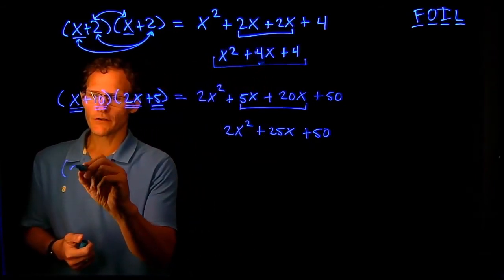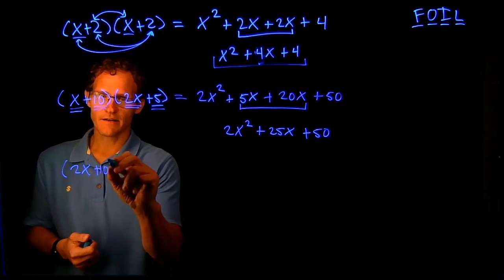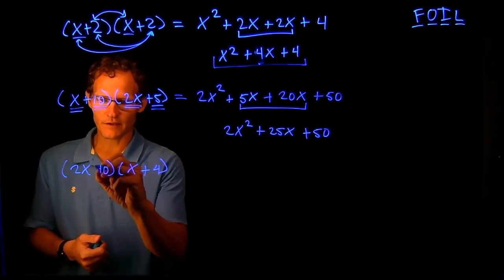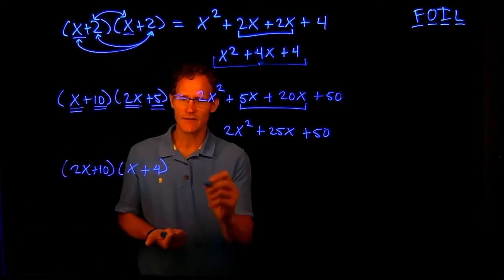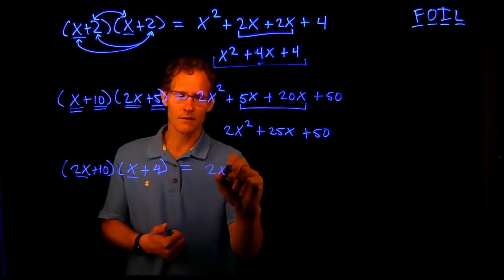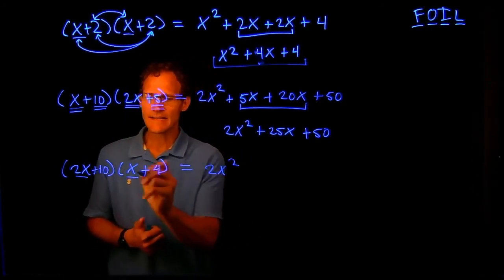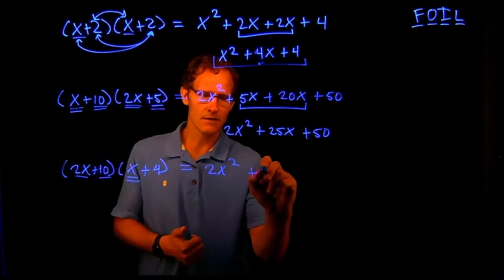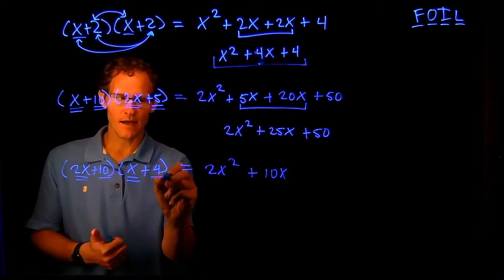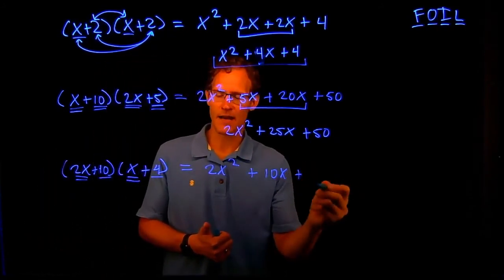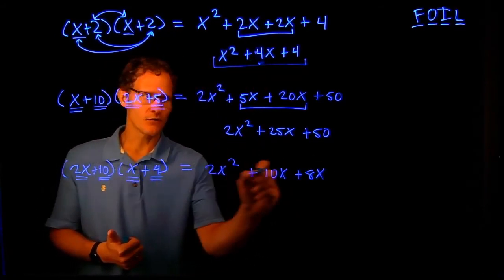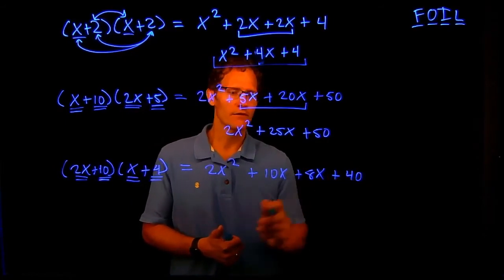Let's go ahead and look at one more. So we'll do 2x plus 10 and x plus 4. Our FOIL, our first, 2x and x, 2x squared. Our insides, 10 and x, so plus 10x. Our outsides, 2x and 4, so 2x times 4 is 8x. And last is 10 and 4, so plus 40.